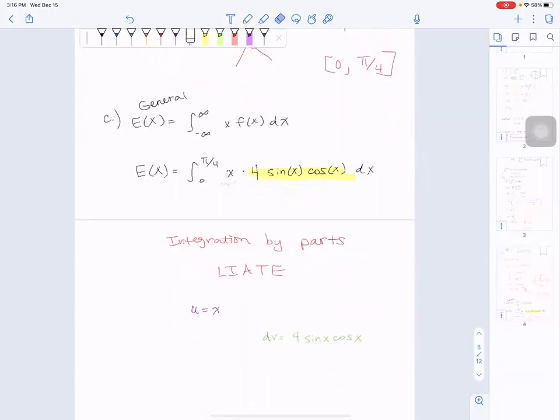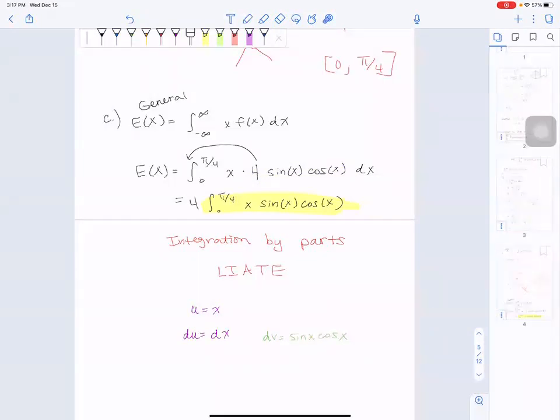Let me actually simplify this better. Let me put the 4 outside so we don't have to deal with that random 4. And we're going to do the integral of sine x cosine x. So still the same thing. Let's just focus on this highlighted integral. So we have u equals x and our dv equals sine of x cosine of x. Okay, so then du equals what? dx.